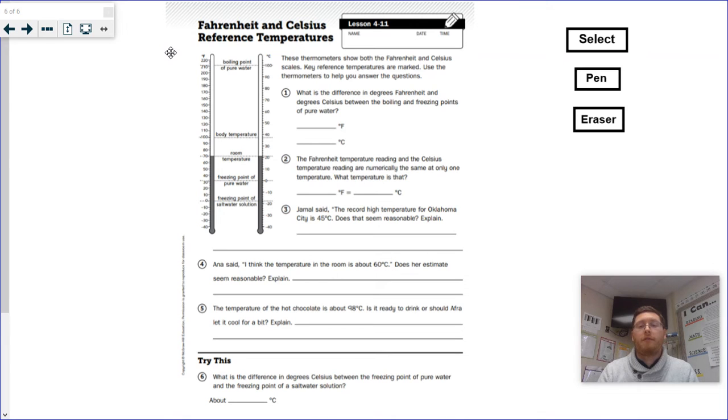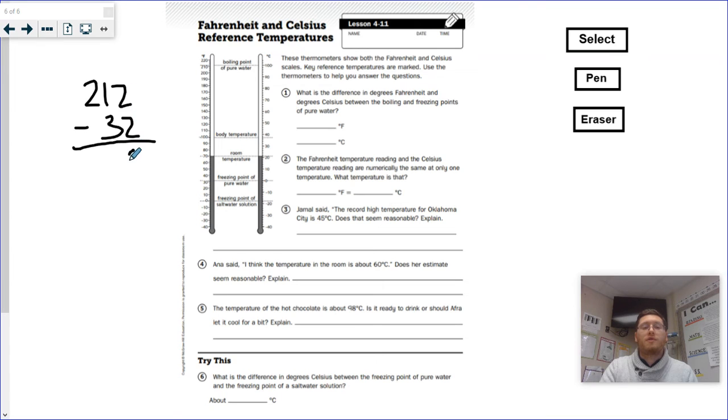Number 1, what is the difference in degrees Fahrenheit and degrees Celsius between the boiling and freezing points of pure water? So I have to do two things. I have to figure out the difference in Fahrenheit and figure out the difference in Celsius between the boiling and freezing points of pure water. Well, if I use my pen, let's do Fahrenheit first. So the boiling point of pure water is 212 degrees Fahrenheit. Okay. Now, what is the freezing point? 32 degrees. So difference says that I need to subtract.